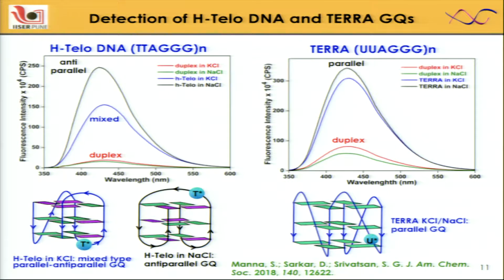So you can see that our probe is nicely, or I would say faithfully, reporting the formation of different G quadruplex structures, and then we have proved it by CD, thermal melting analysis, and proton NMR spectroscopy.